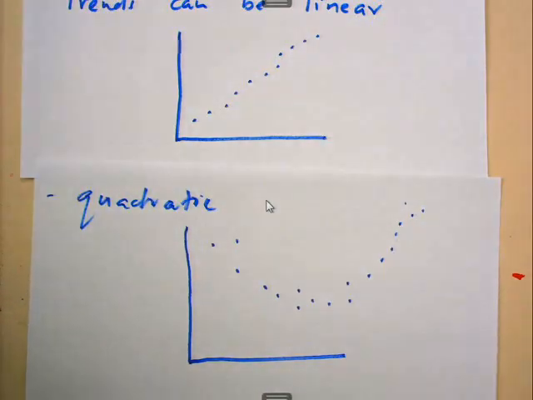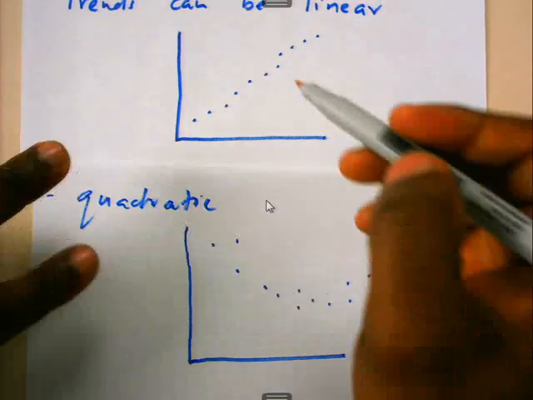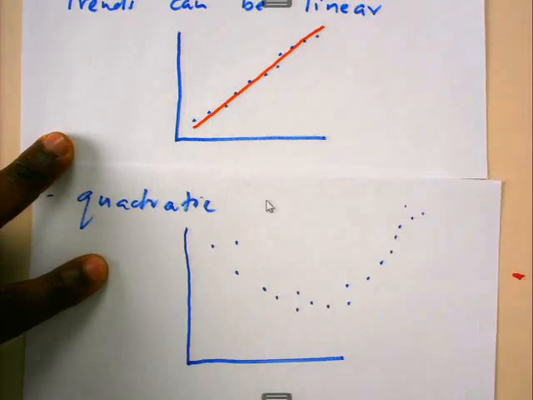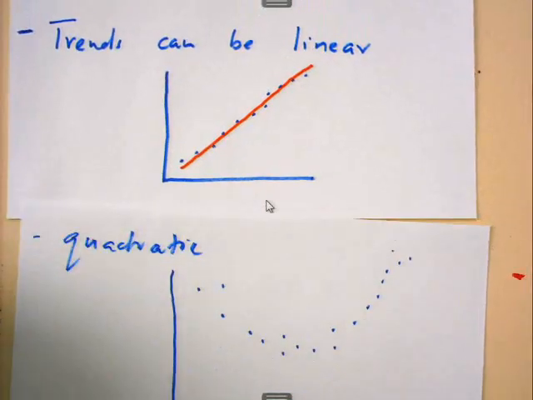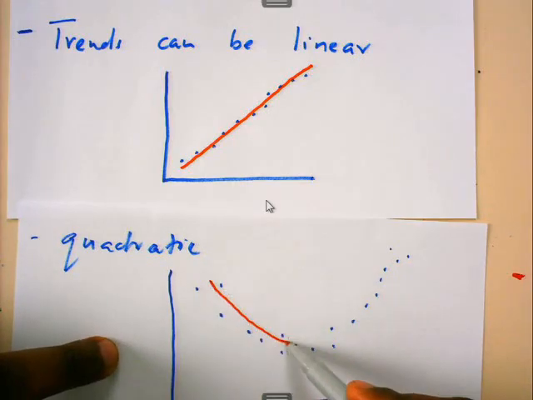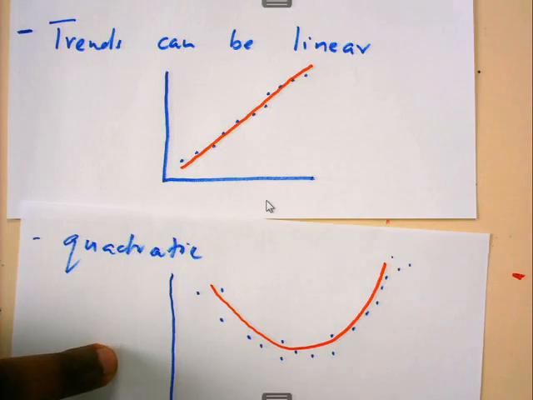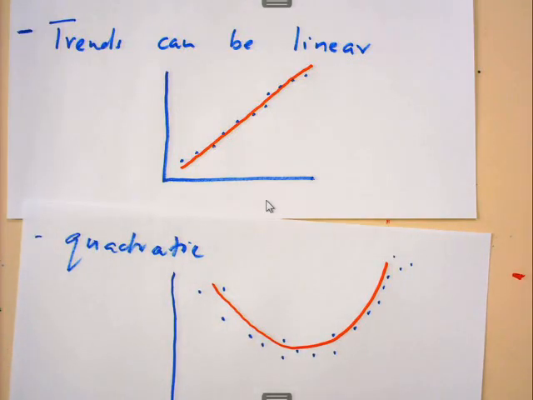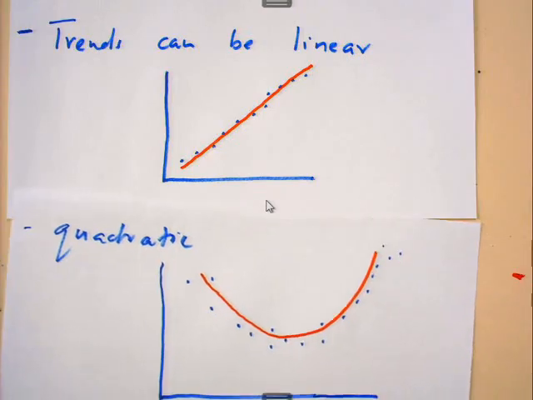Maybe I should draw down here that this one looks more like a straight line. Can you see that? Hence we say it is a linear trend. But this one, if you look at it carefully, you realize that it looks more or less like a graph that you normally call a parabola. So it becomes more of a quadratic kind of trend.